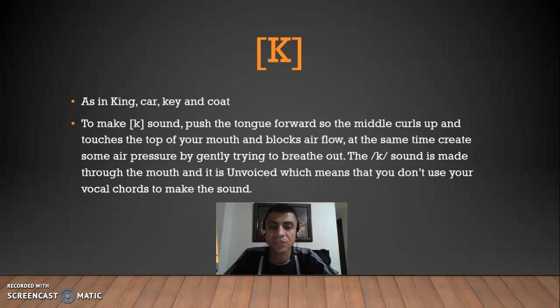Now I can go to the second sound, that is the k sound, as in king, car, key, and coat. To make the k sound, push the tongue forward so the middle curls up and touches the top of your mouth and blocks air flow. At the same time, create some air pressure by gently trying to breathe out.